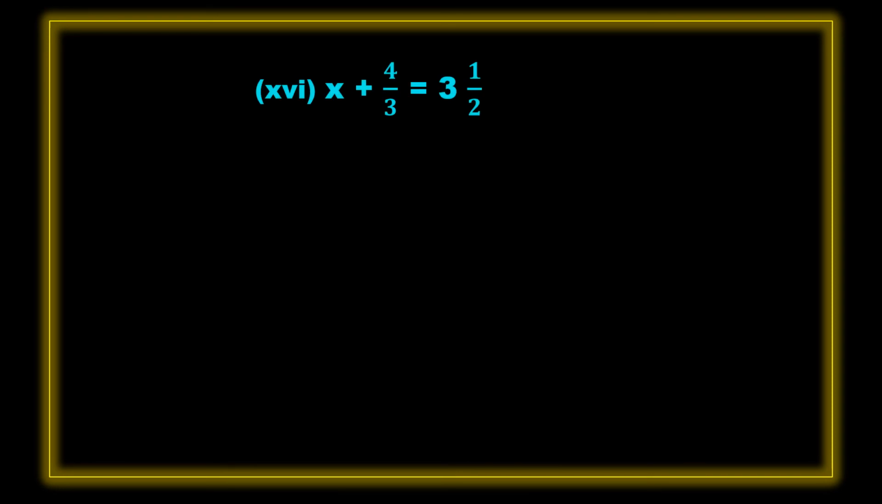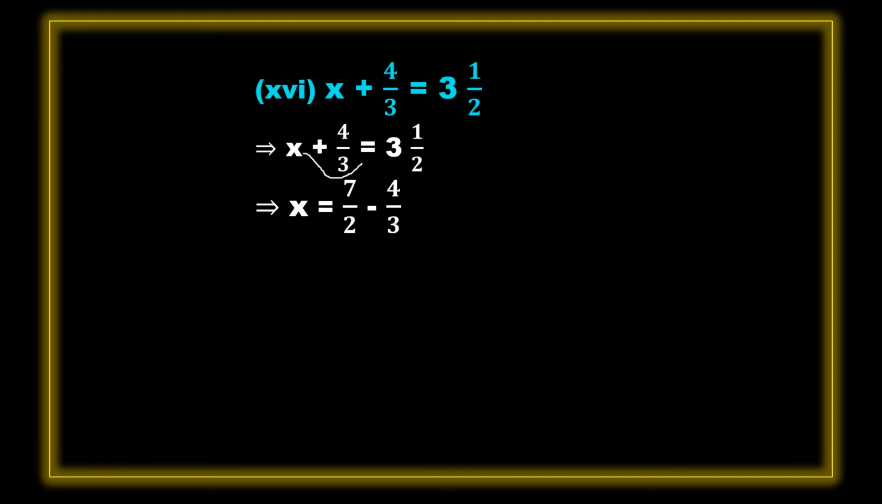x plus 4 by 3 equals 3 1 by 2. It is in mixed fraction. Mixed fractions are written only for improper fractions, so let us convert this into an improper fraction. How? Just multiply these two, and whatever product you get, add that 1 to it. So 2 3s are 6, 6 plus 1 is 7. So it will be 7 by 2. So x plus 4 by 3 equals 7 by 2.